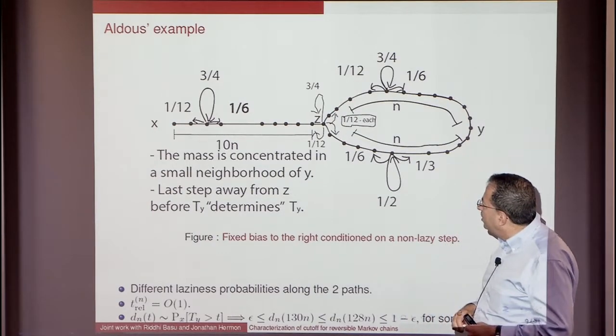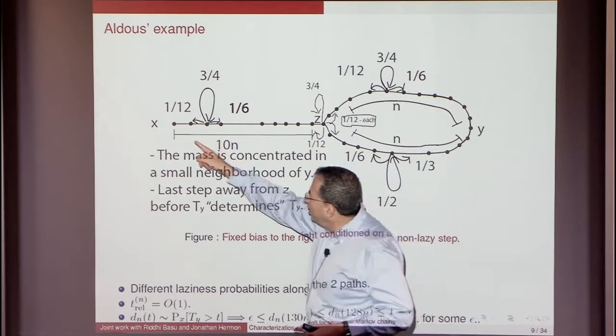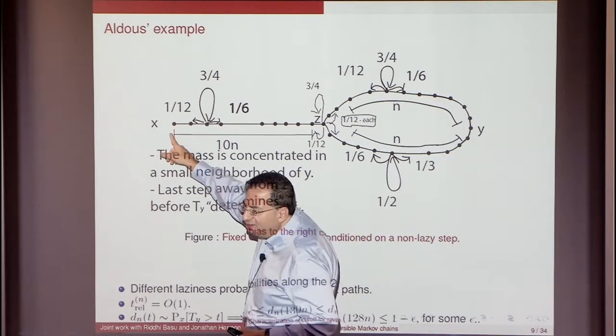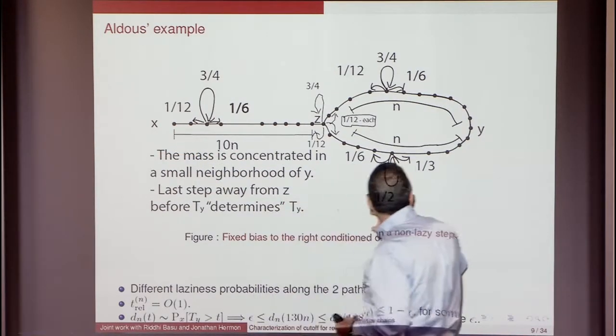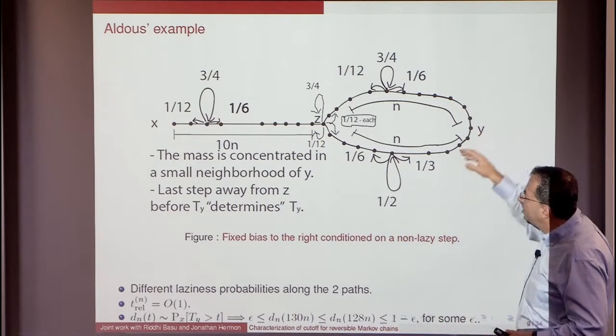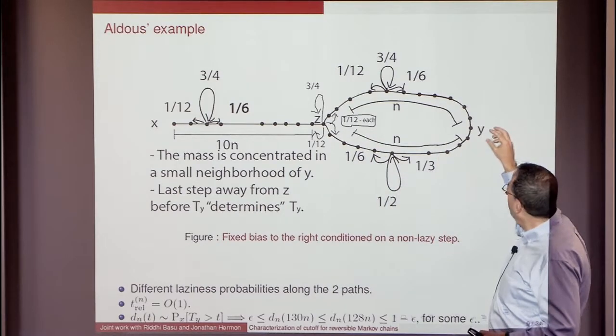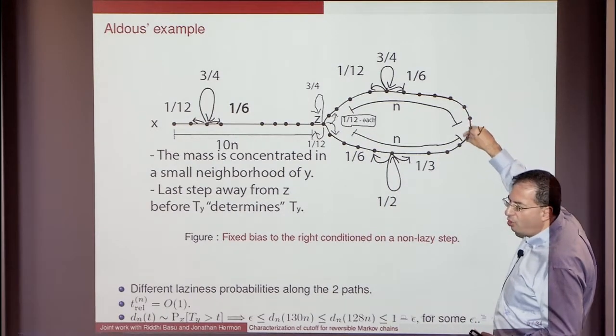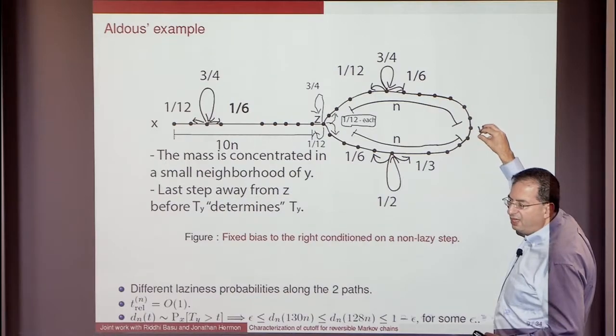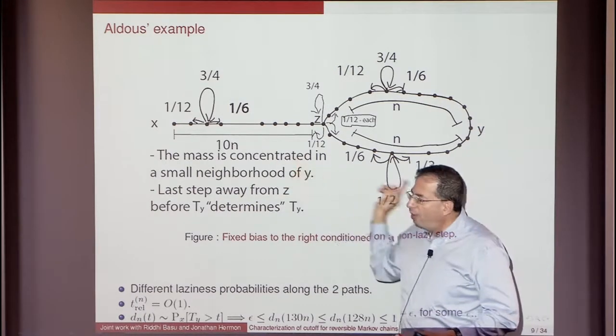So if you look at this chain, how is it behaving? It's easy to see this is the worst point to mix, and almost all the stationary distribution grows exponentially as you move from left to right. So almost all the stationary distribution is in a small neighborhood of this vertex. And the mixing time is very well approximated by just the time to go from x to y.